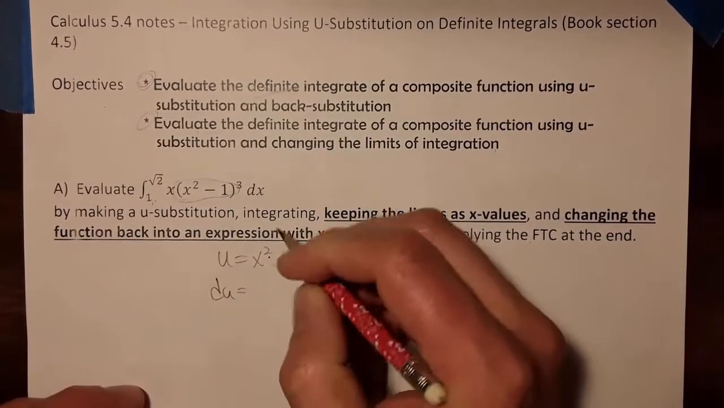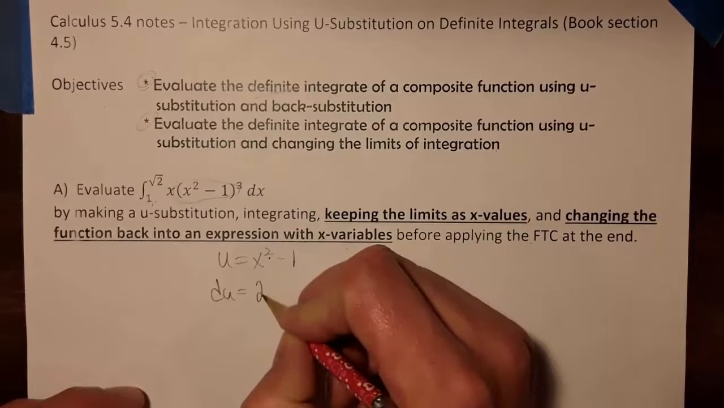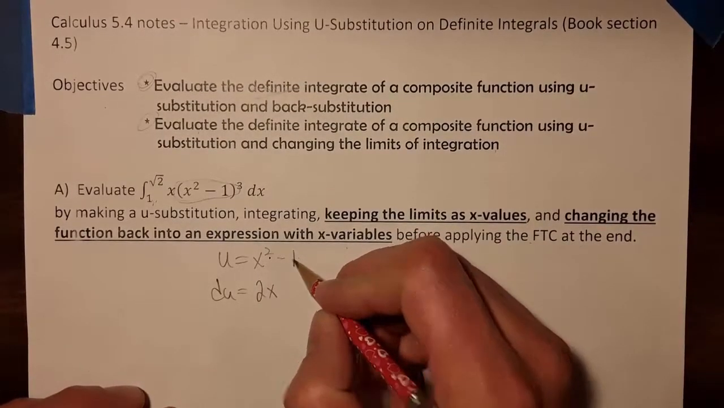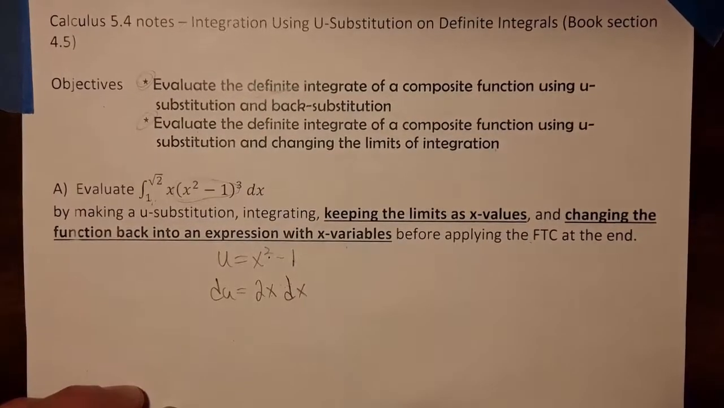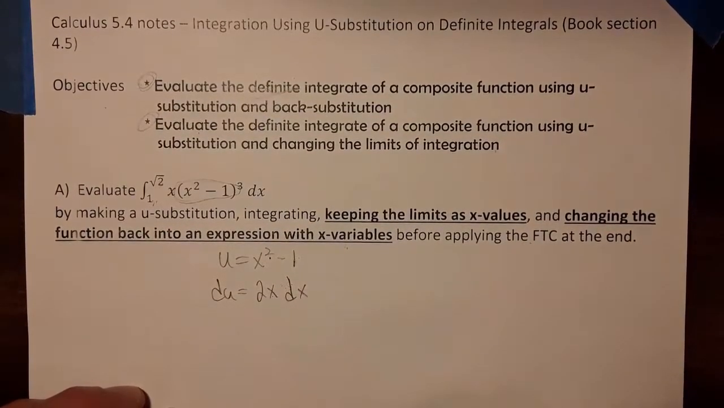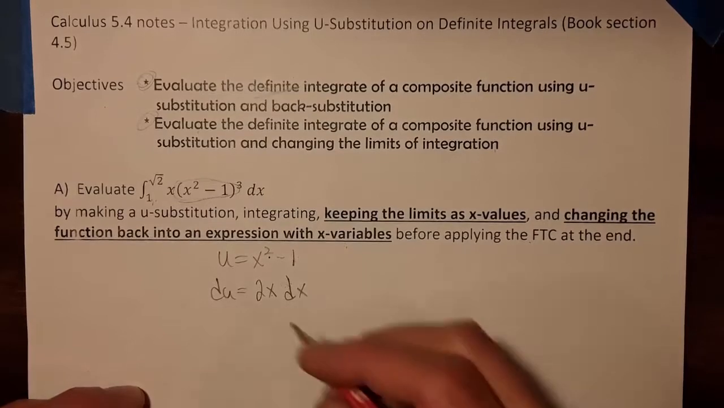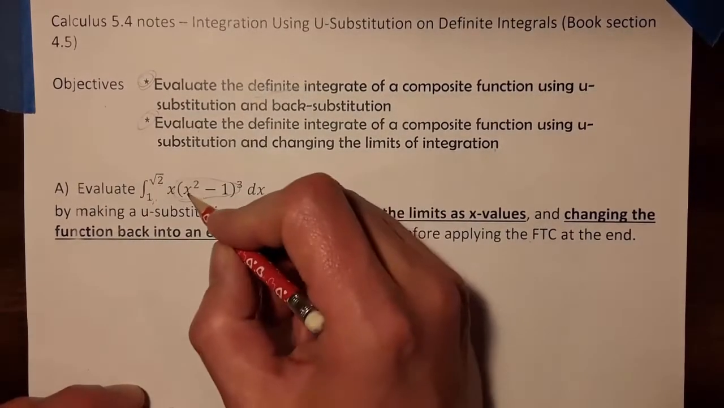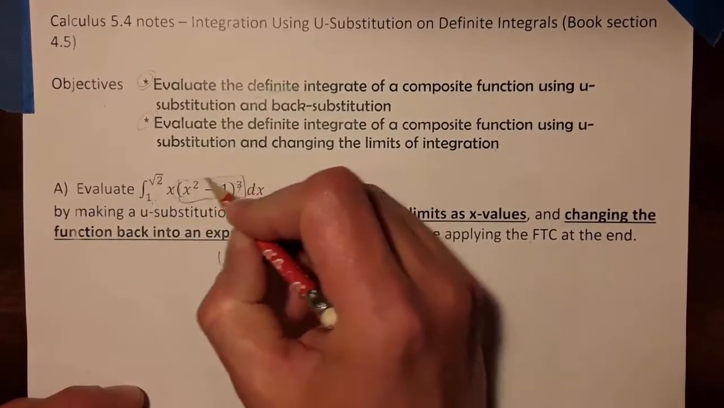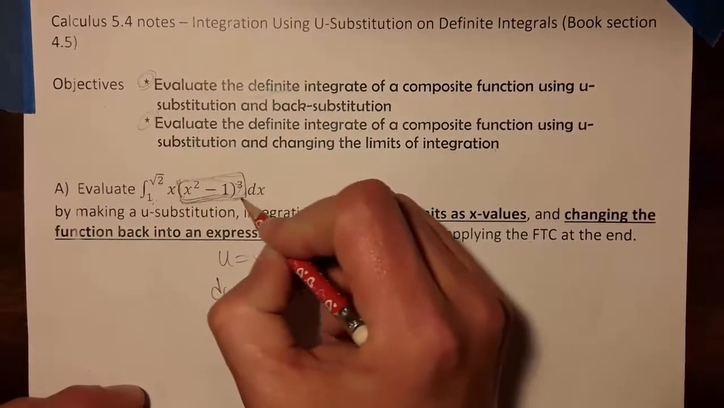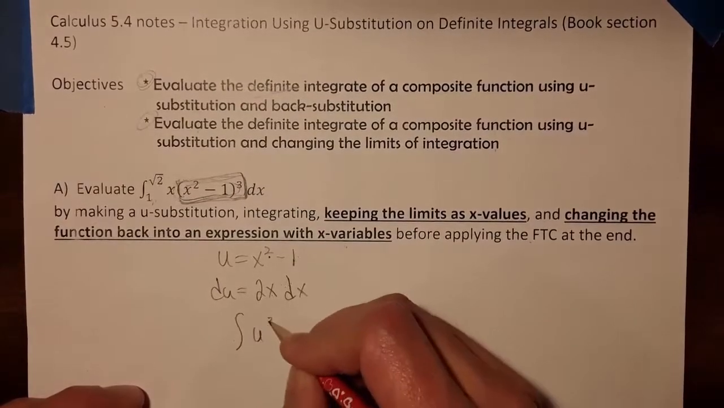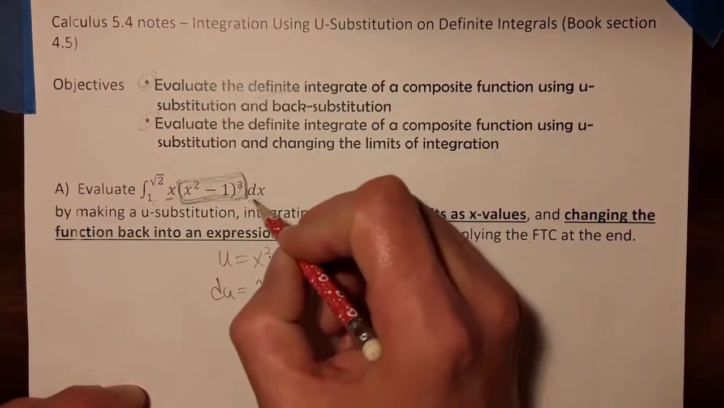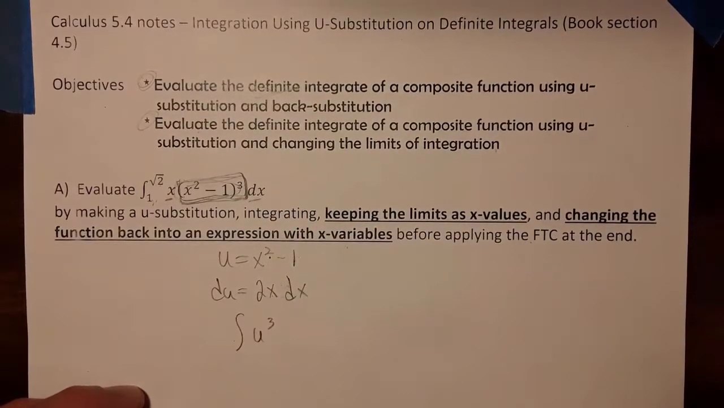du then will come as a consequence of that. x squared will become 2x, negative 1 has a derivative of 0, and then we do need to chain on the differential of x at the end. So when we rewrite the integral, writing u to the third will take care of this quantity. However, we still have to take care of the x as well as the dx. We have not yet accounted for those.